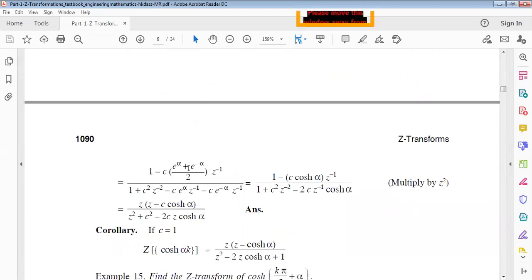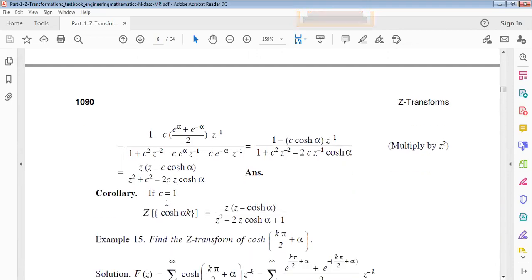Now you have to convert this into a hyperbolic function. This will be the cos hyperbolic form alpha, cos hyperbolic alpha, multiplying by z square on both numerator and denominator, we get this result. Now corollary, if c equals 1, then we get this one result.